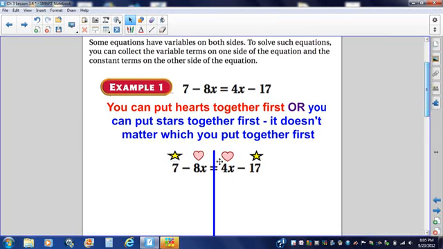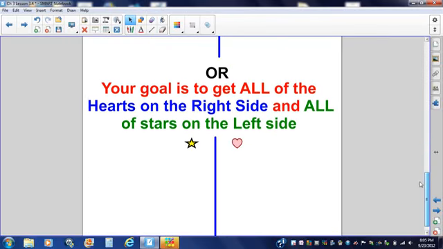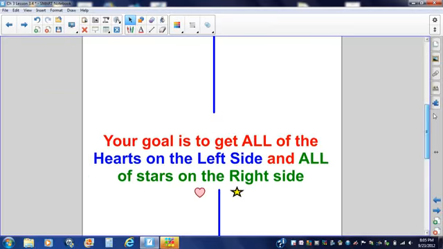When you have a problem that has hearts and stars on both sides, your goal is to get all of the hearts on the left side, and your goal is to get all the stars on the right side. So we're going to try to get all the hearts on the left, the stars on the right. Or your goal is to get all of the hearts on the right side and all of the stars on the left side. Either one will work.